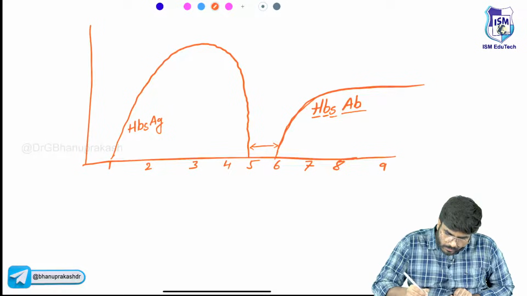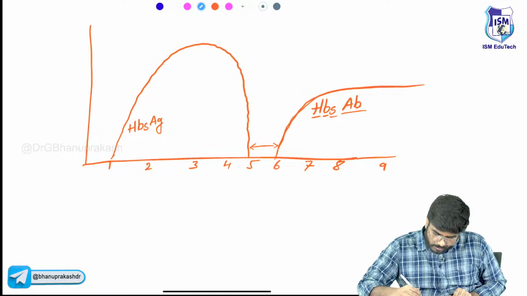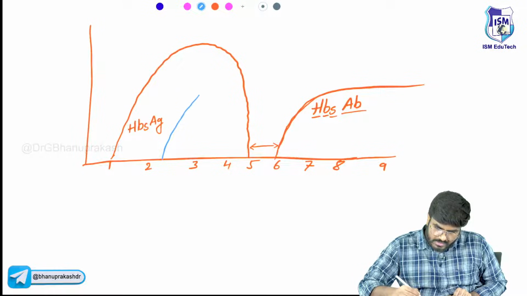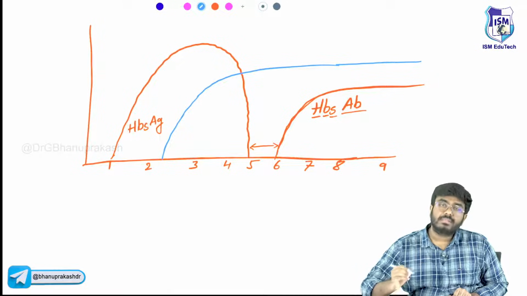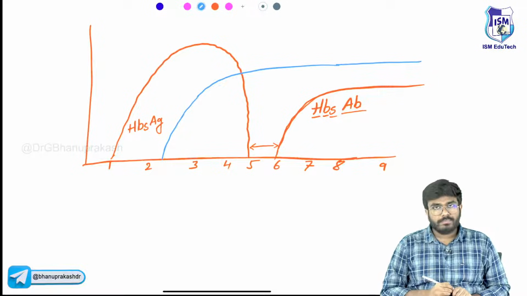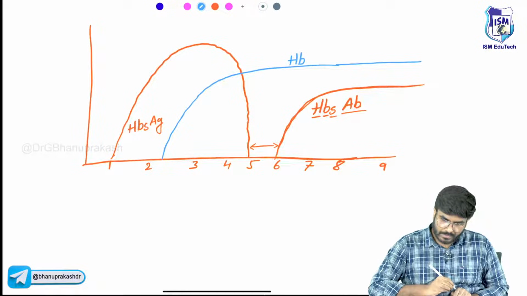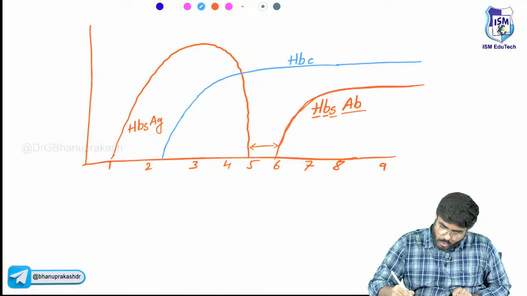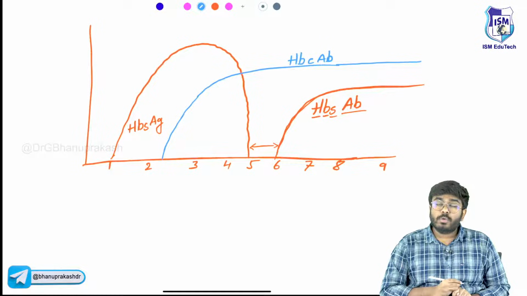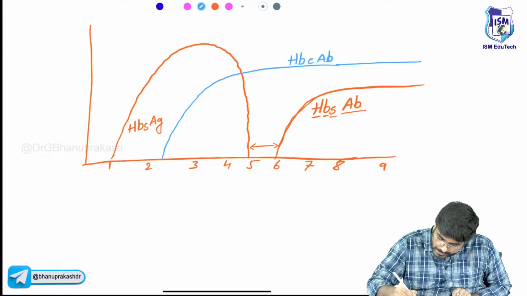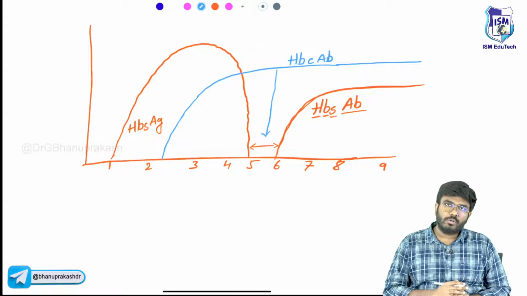Now let me tell you one more thing here. There is this antibody which is rising like this. Do you know what this antibody is? This is the hepatitis B core antibody. Hepatitis B core antibody is the only antibody which is seen during the window period.